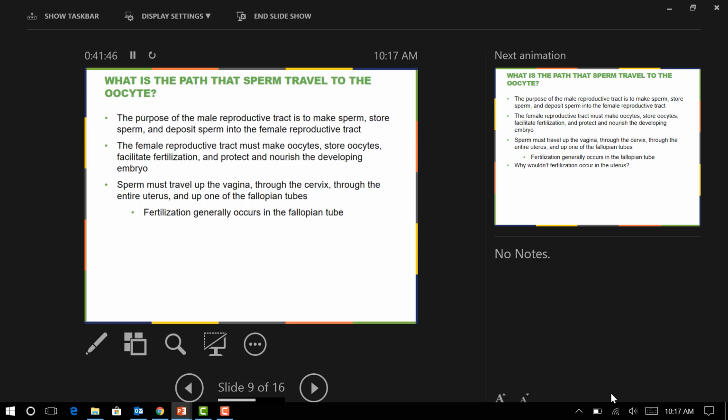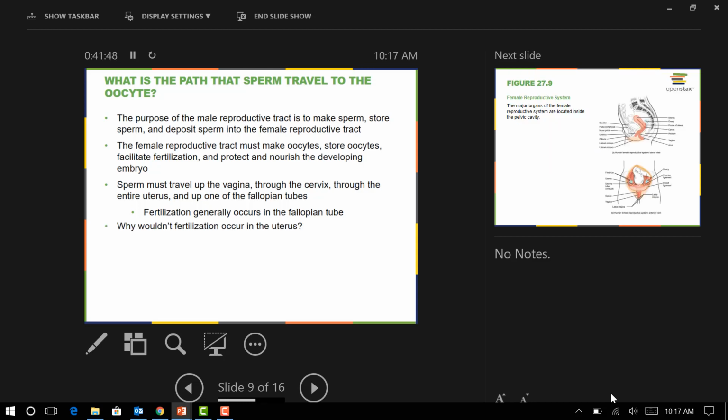And so our next lecture break question deals with that. Why wouldn't fertilization occur in the uterus? Why is it most common that fertilization takes place inside of the uterine tube or the fallopian tube? What still needs to happen before implantation can occur? Okay, take a couple minutes, come up with a list of developmental features that still need to happen before implantation can occur.